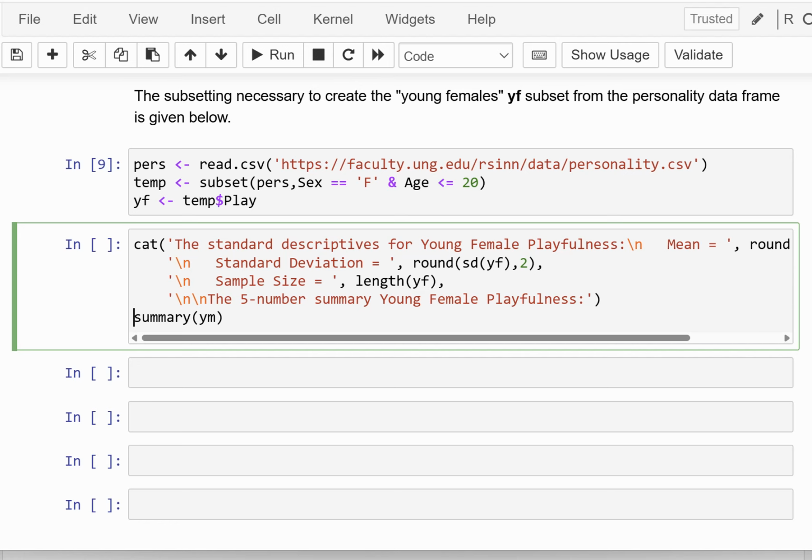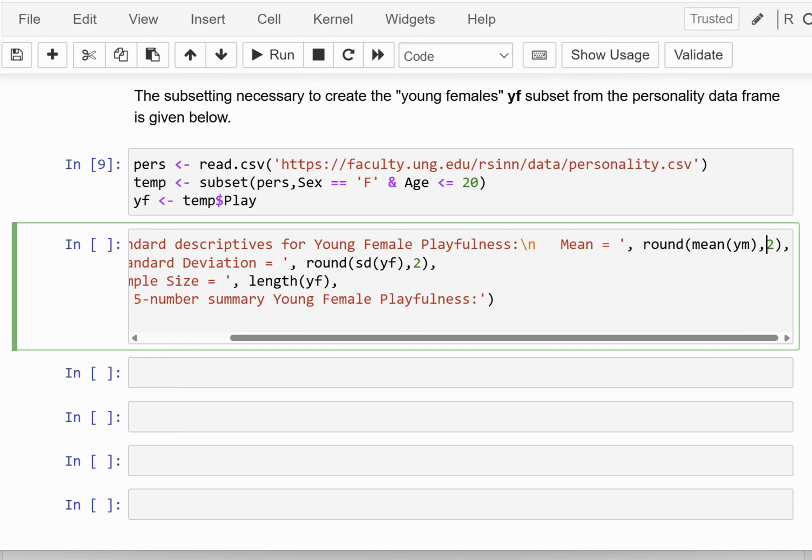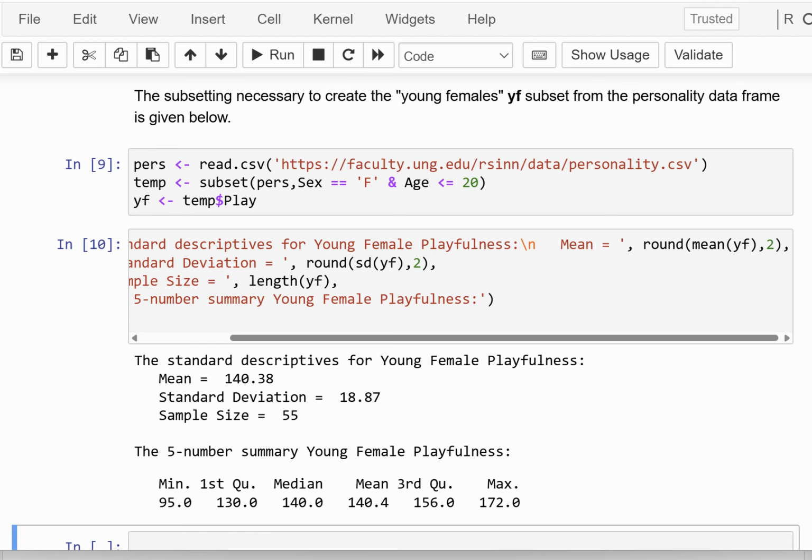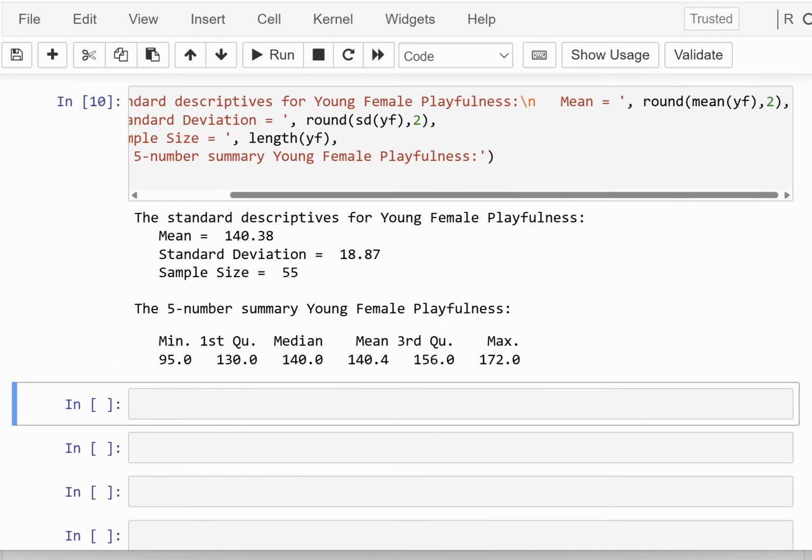YF. YF, and then that top line, I think, has a YF over there. Let me scroll this way to find it. Yep, there's the YF. Okay, and so now you see that we have the mean, the standard deviation, the sample size of 55. Okay, everything looks reasonable here.